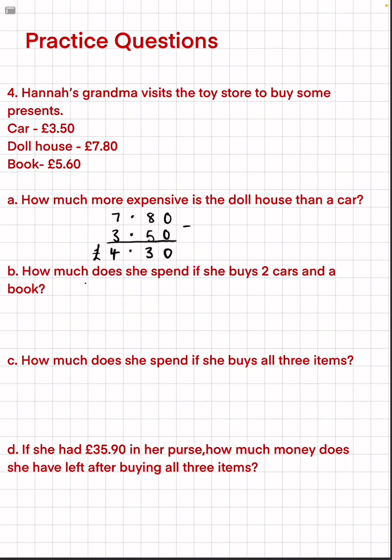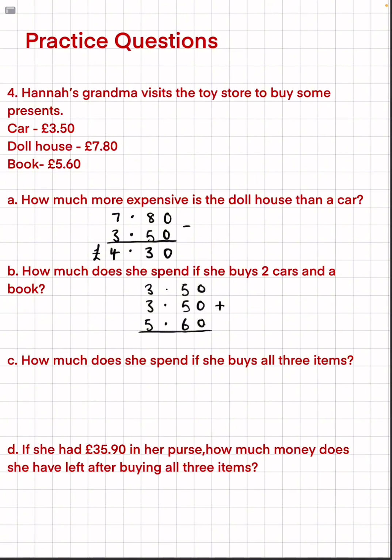Part B says how much does she spend if she buys 2 cars and a book? So each car is £3.50. So we've got £3.50, £3.50, and a book is £5.60. If we add these numbers together, we can find out how much she spent in total.